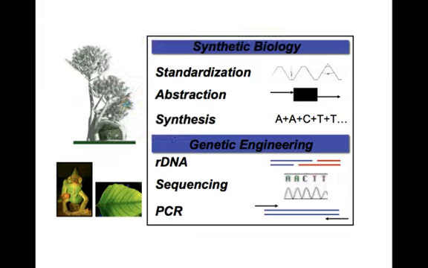So some of what synthetic biology tries to do is add some tools to standard genetic engineering. This is a slide that you may have seen if you've looked at some of these other videos already, which adds the tools of synthetic biology like standardization and abstraction and DNA synthesis to the suite of tools that genetic engineering brought us nearly a generation ago, which includes recombinant DNA and DNA sequencing and PCR to amplify many copies.